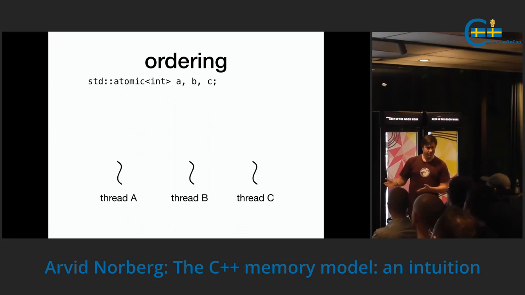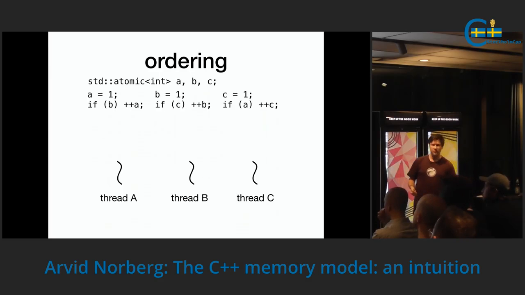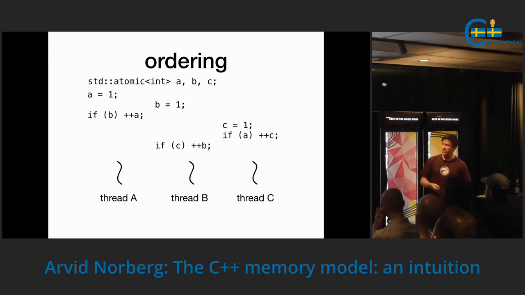Imagine we have three threads, and we have some silly programs that run on them. What they do is not important. But the point I want to make is that the traditional way of thinking of threads, at least back when you had a single CPU and you time sliced, was that you have some kind of interleaving. It's as if all of these things happen in this order. That doesn't quite hold, right?